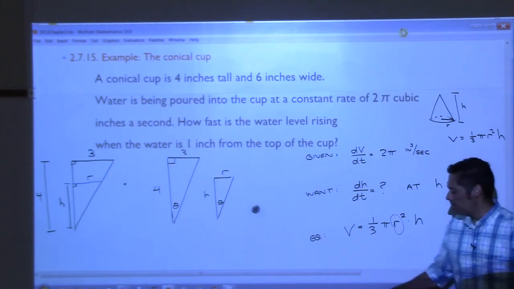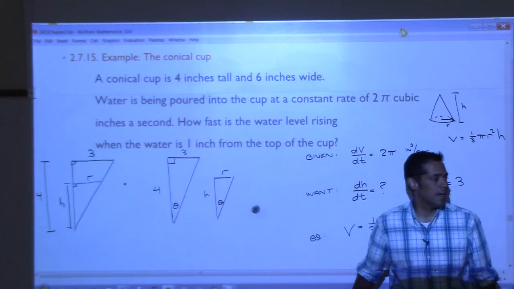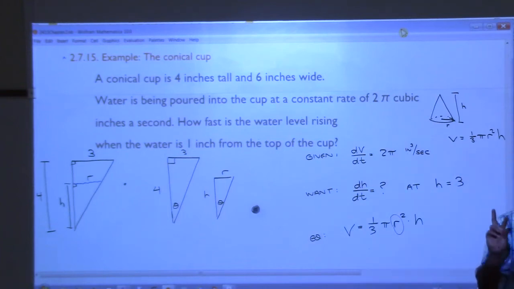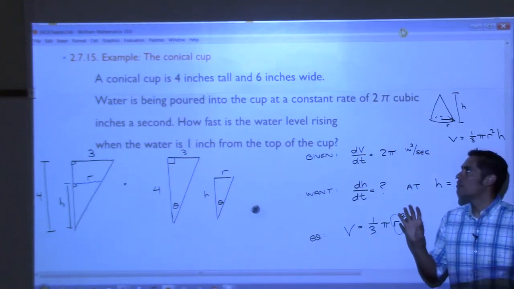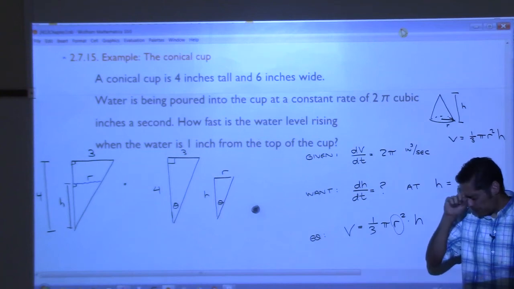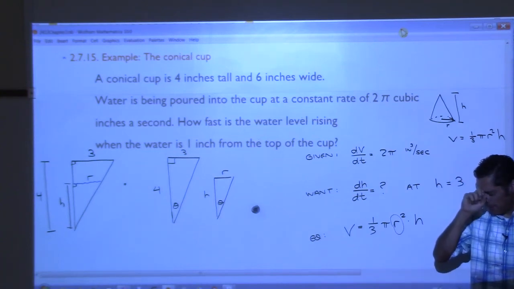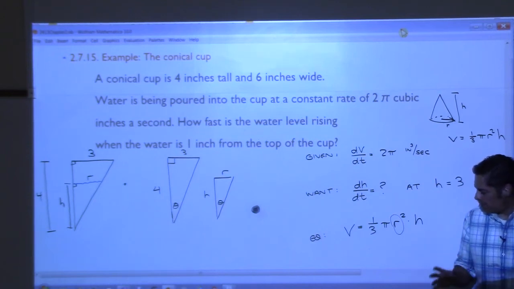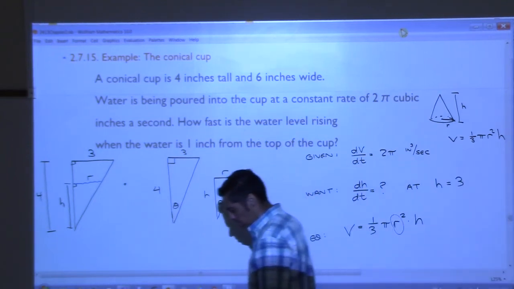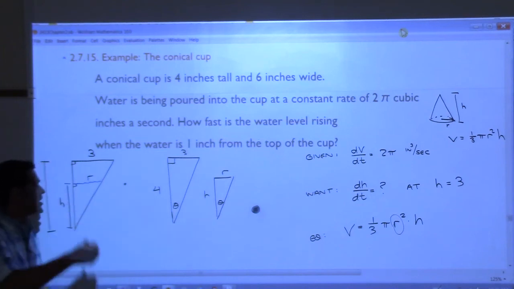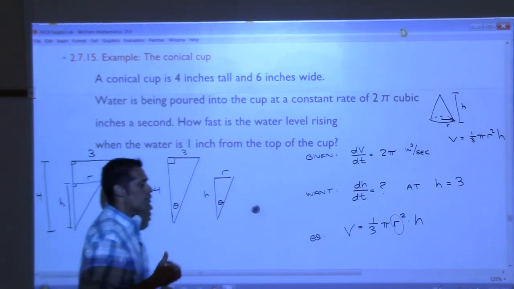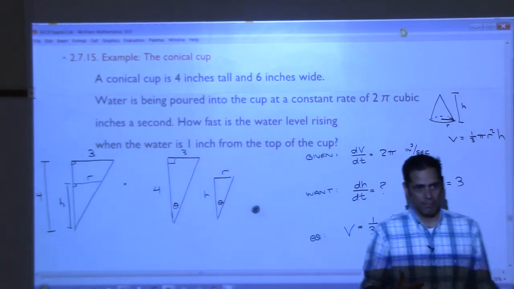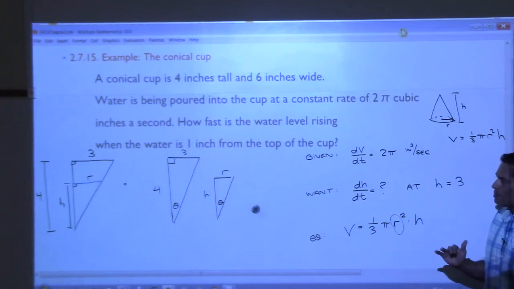And there's something very important about triangles that have the same angles. All of the sides are proportional... what's the word I'm looking for? I can't believe I forgot the word, corresponding sides. The ratio of corresponding sides are equal. The ratio of corresponding sides.